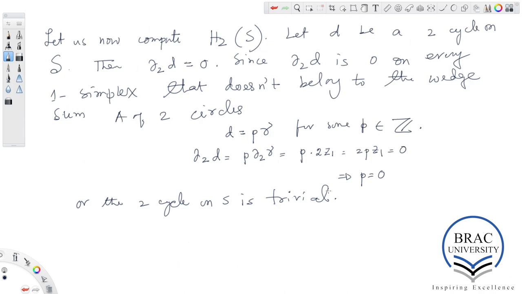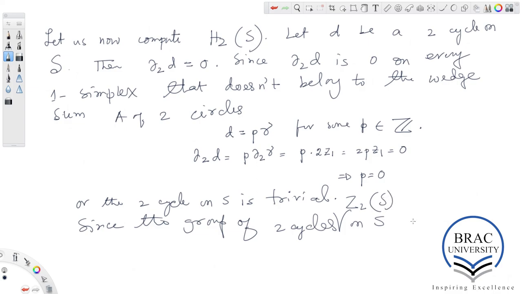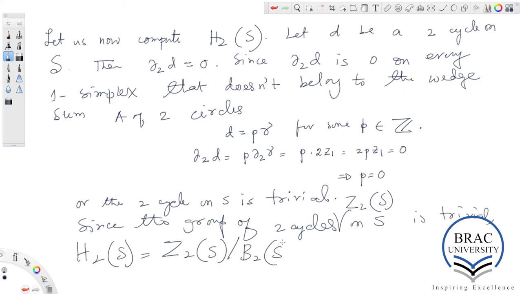Since the group of 2 cycles on S, which we denote by Z2 of S, is trivial, H2 of S equal to Z2 of S modded out by B2 of S is trivial as well, right? Which means that H2 of S is trivial, QED.